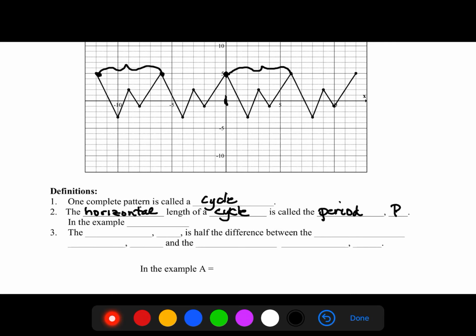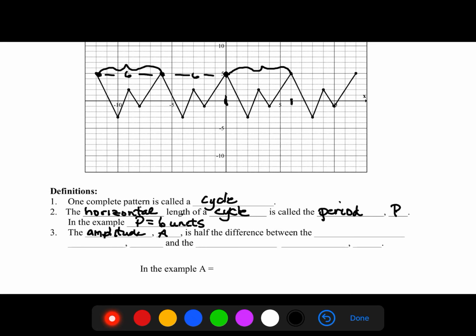In our example above, we notice that we can start one cycle here, starts at 0 for x, and ends at 6 for x, so our period is 6 units. And we could start that anywhere. We could have talked about over here, -12 to -6 is a distance of 6 units, no matter where we talk about.